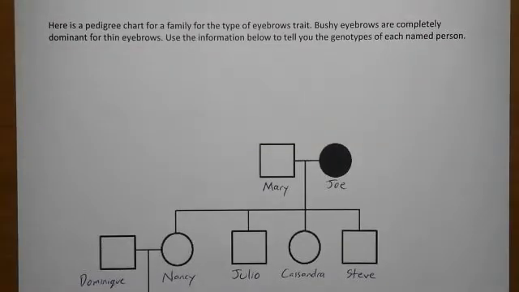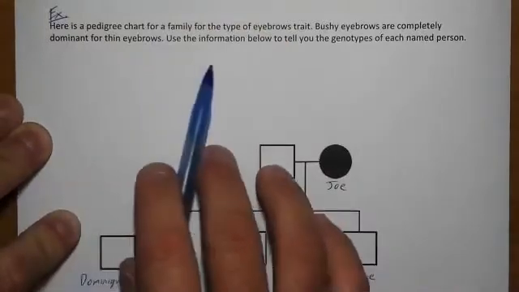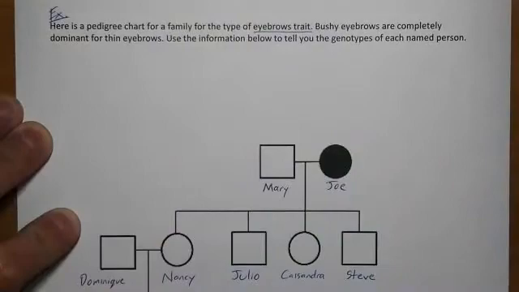So let's jump into an example problem off of the last video, where we learned about pedigree charts. So this is going to be an example. It says here's a pedigree chart for a family for the type of eyebrows trait. All right, so we're looking at type of eyebrows.